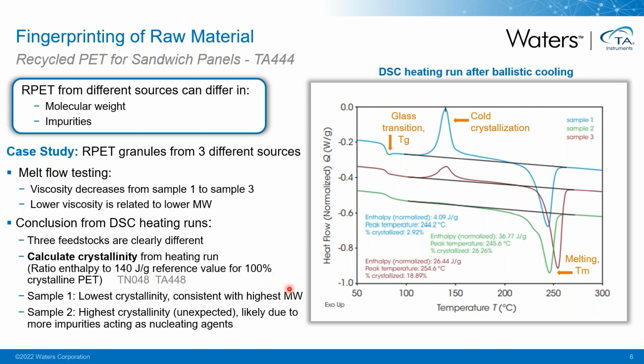And as we already had expected, the crystallinity is the lowest for the sample 1 because this one has the highest molecular weight. And longer chains have more difficulties to stack in a crystal lattice, so hence we expect a lower crystallinity. Based on molecular weight, we would expect sample 3 to have the highest crystallinity. But this is not the case. It's the sample 2 that has the highest crystallinity. Most likely, this is due to more impurities in this sample that are going to act as nucleating agents.